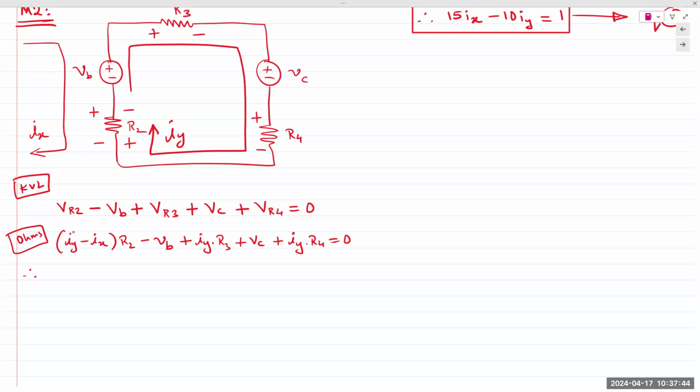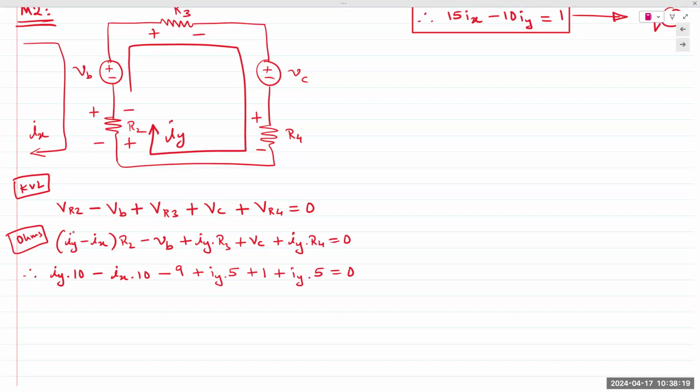R2 is given as 10 ohms. So it'd be IY times 10 minus IX times 10 minus VB is 9 volts. IY times R3, which is 5, plus VC, which is 1, and R4, which is again 5.